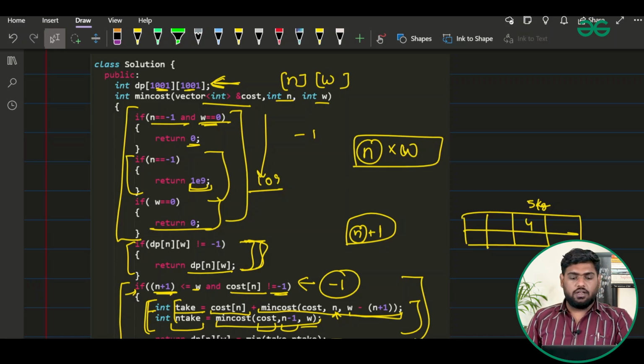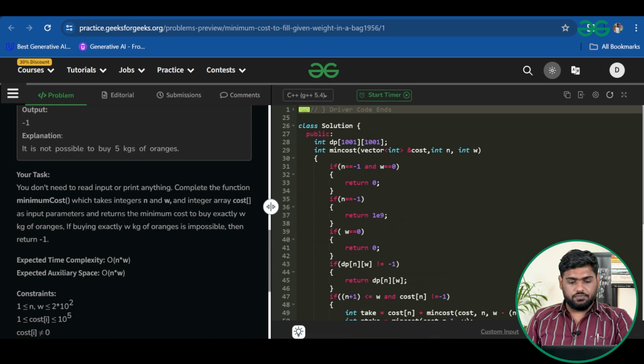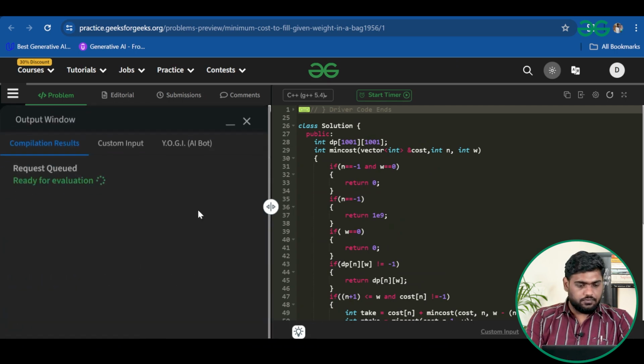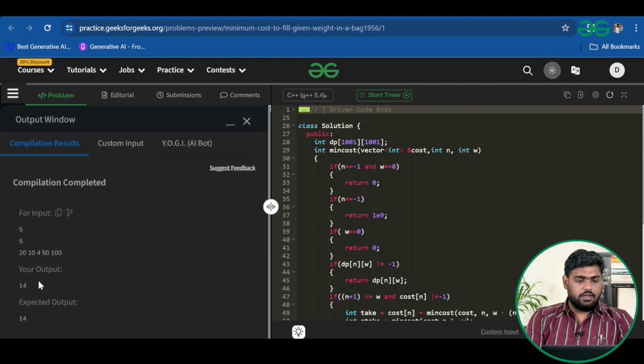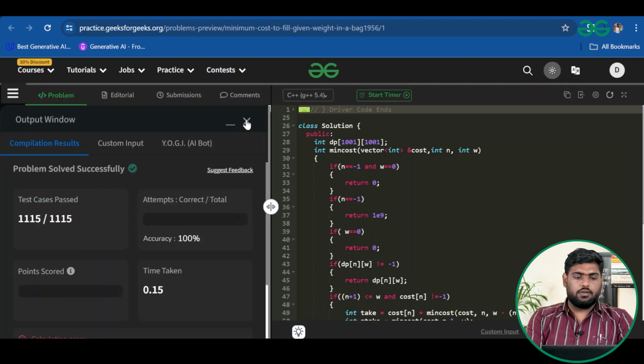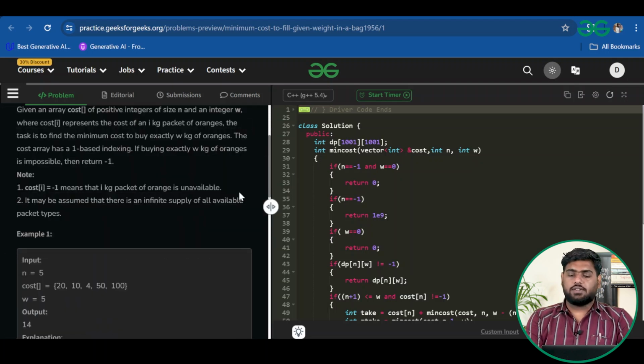All right, so let's try to run this code now. Let me compile this code. It's getting compiled successfully, giving us the right answer. Let's try to submit that. And okay, it has passed all the test cases.